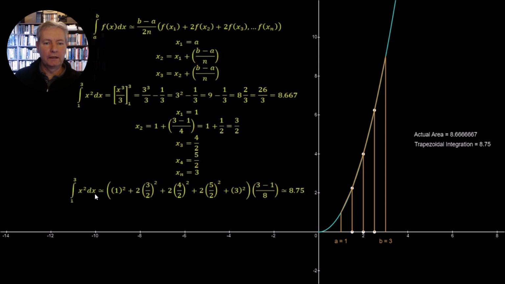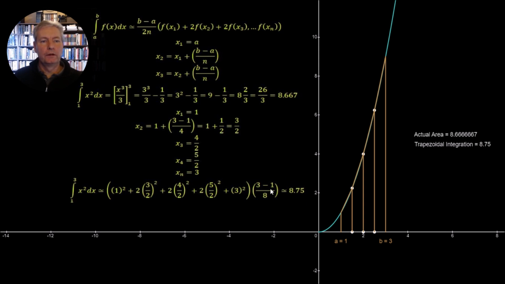And then when we do the integration, we're going to have our (b minus a) upon 2n, so that's (3 minus 1) upon 2 times n, which is 4, so that's 3 minus 1 upon 8. And we're going to have our 1 squared for our first term, and then we're going to have our 3 squared for our last term. And then again, the terms in between are going to be our 3 upon 2, 4 upon 2, and 5 upon 2, and those values are squared, because that's the function we're actually operating, it's x squared. And again, we have to multiply them by this factor of 2. So this should give us the value of 8.75.